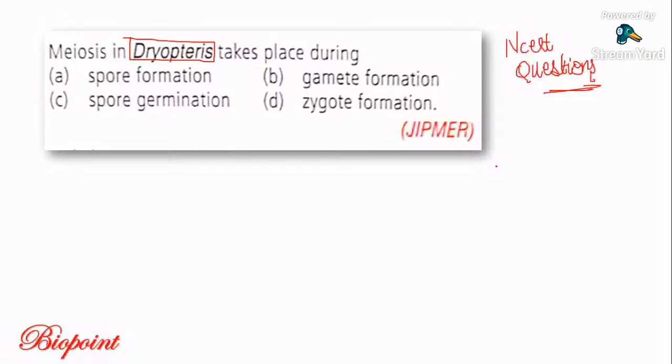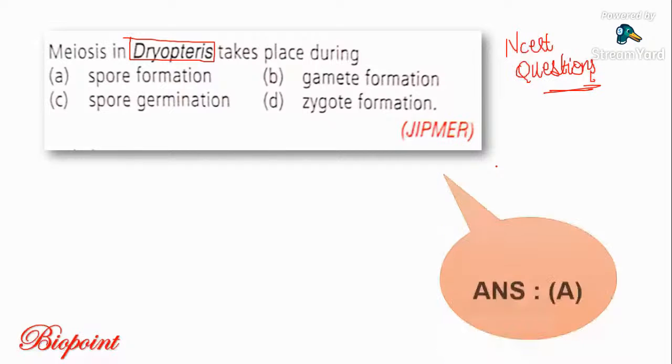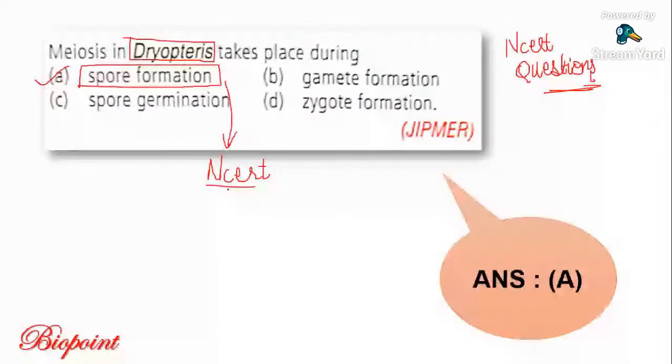So, meiosis in Dryopteris takes place during which stage? The correct answer is option A, spore formation. Guys, if you marked it wrong, please correct it in your NCERT. Write it down with a color pen or any pen in your NCERT textbook.